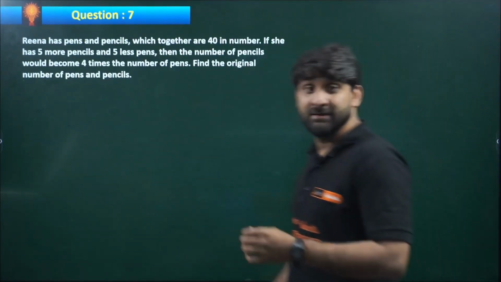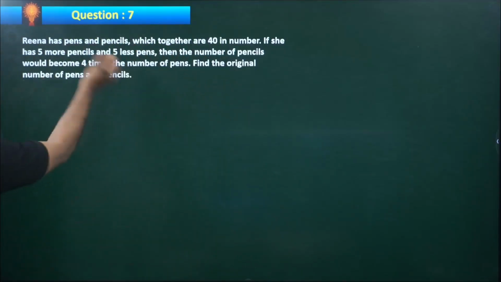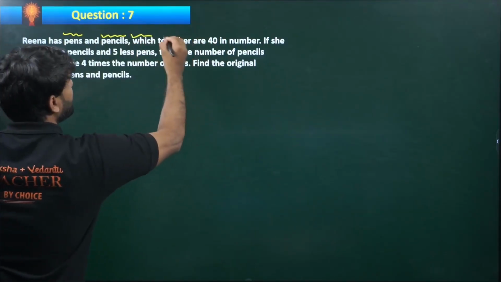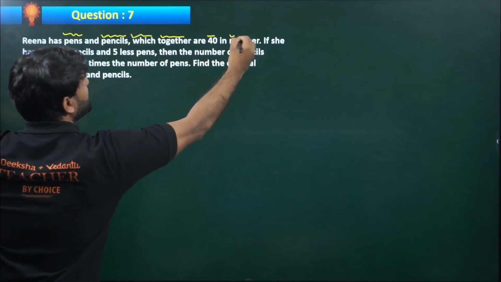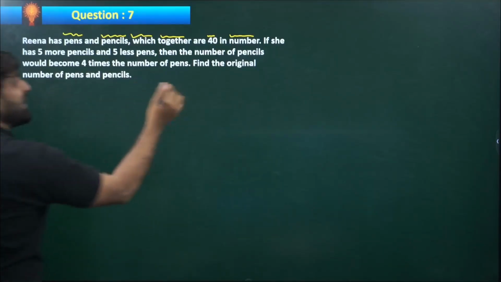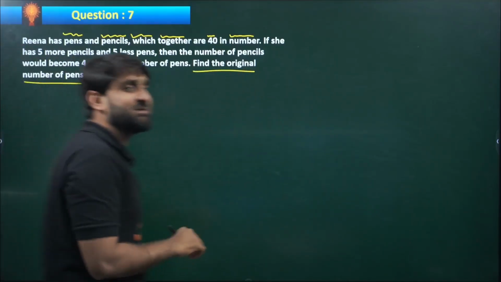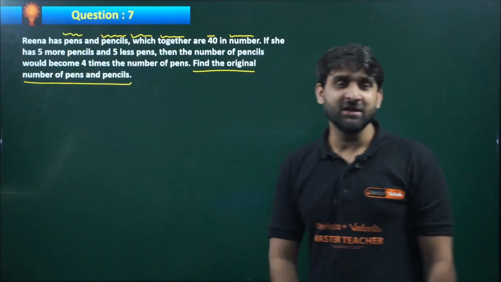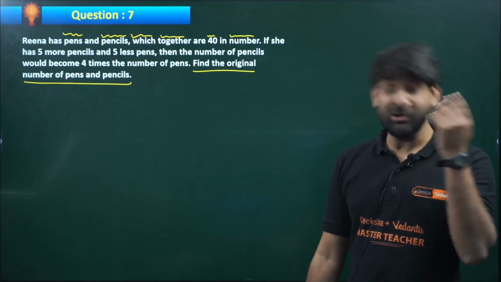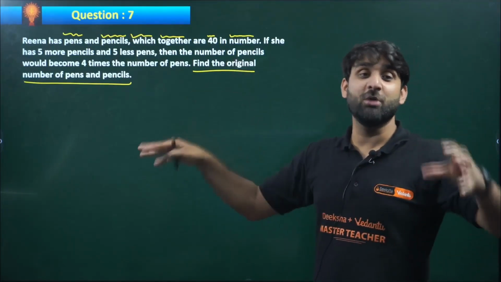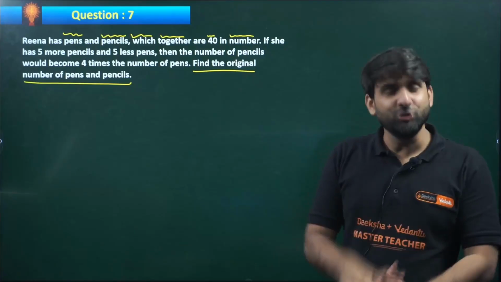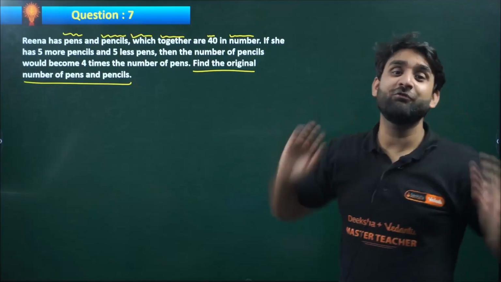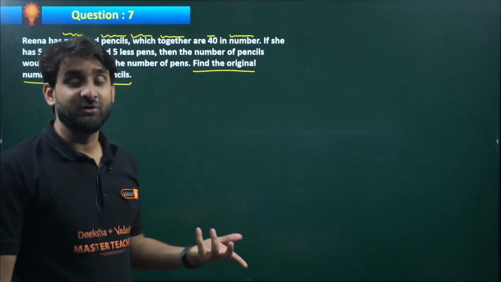Wow, what a question. Reena has pens and pencils which together are 40 in number, and look at the last line: find the original number of pens and pencils. I haven't read the question completely. I have just read the first line and gone to the last line. The question is asking to find the original number of pens and pencils. If the question is asking you to find the number of pens and pencils, it means it is unknown. We don't know the values of pens and pencils, how many pens and how many pencils there are. So what you need to do?